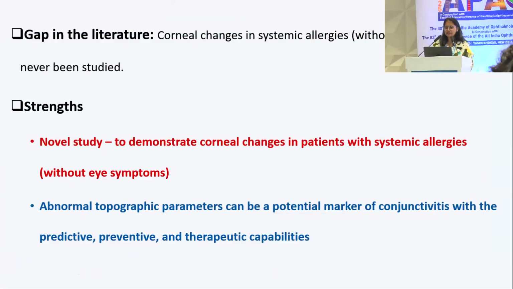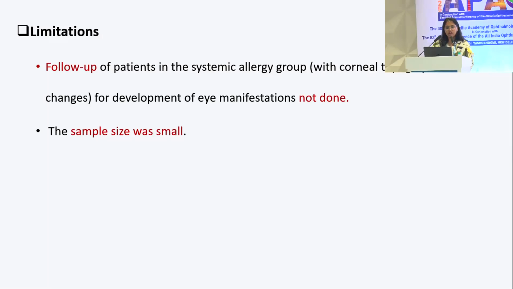the corneal changes in systemic allergies have never been studied. So the strength of this study was that it was a novel study to demonstrate corneal changes in patients with systemic allergies without any eye symptoms, and abnormal topographic parameters can be a potential marker of conjunctivitis with predictive, preventive, and therapeutic capabilities. The limitation of our study was that a follow-up of patients in the systemic allergic group for development of eye manifestation was not done, and the sample size was small.